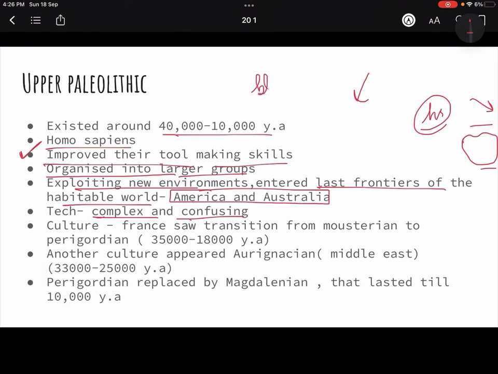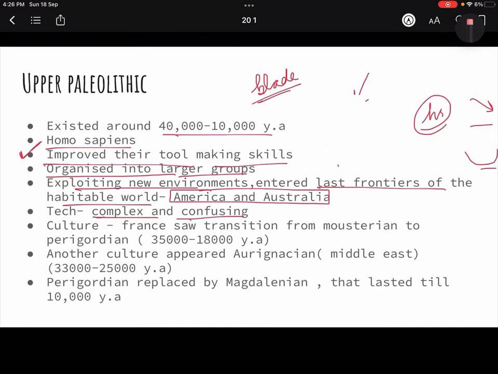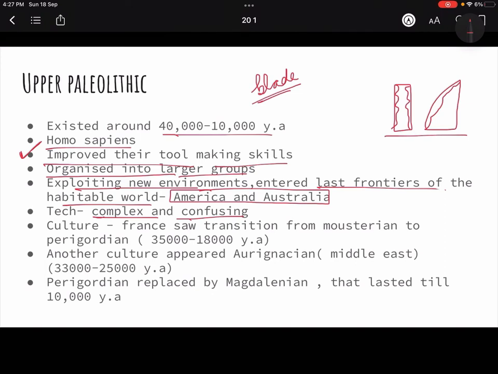So if you had to see the blade technology they were using, like for example this is a blade, sorry I have made it so badly, let me just make it again. A blade would be something like this. Then they were using some tools like this also. So these kinds of tools they were using, right?